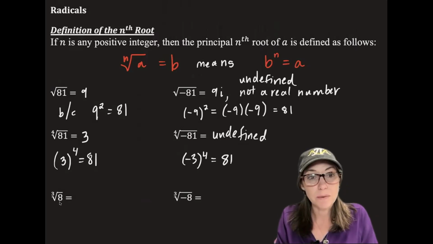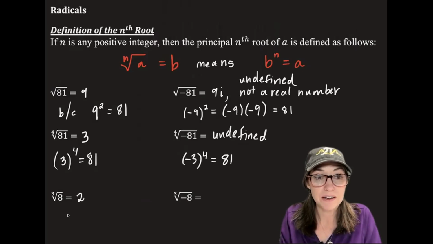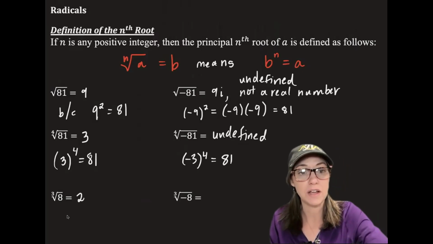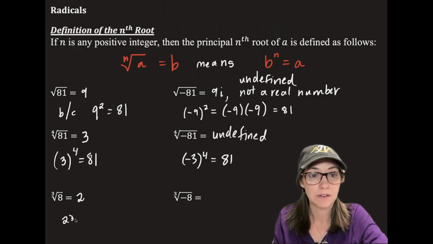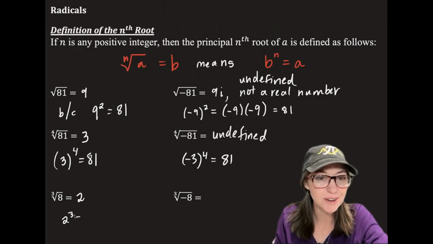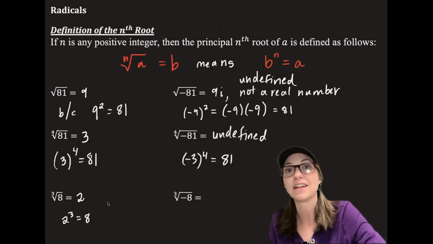Okay, cubed roots. What number times itself 3 times is equal to 8? Answer would be 2, because 2 to the power of 3, if we do 2 cubed, I can write my little 3 there. There we go. 2 cubed is equal to 8, right? So cubed root of 8 is 2.